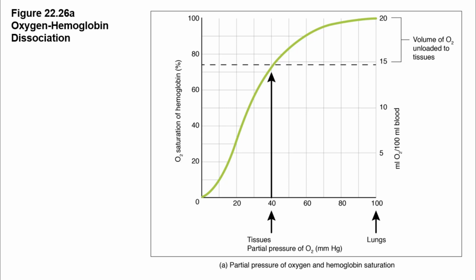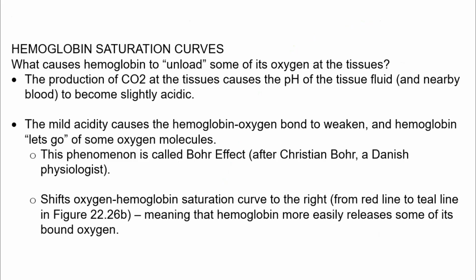at the tissues. So what causes the phenomenon we saw in the graph, where hemoglobin unloads some of its oxygen at the tissues where it is needed? The metabolism of glucose at the tissues produces carbon dioxide, or CO2 gas. When CO2 dissolves in fluid, like the tissue fluid or blood plasma, it becomes acidic. The mild acidity of the environment at the tissues causes the bond between the oxygen and hemoglobin to weaken, and some of that oxygen is let go and is able to diffuse away from the hemoglobin and into the tissues where it is needed. The weakening of the oxygen-hemoglobin bond by acidic environments is called the Bohr effect, after Christian Bohr, who was a Danish physiologist.